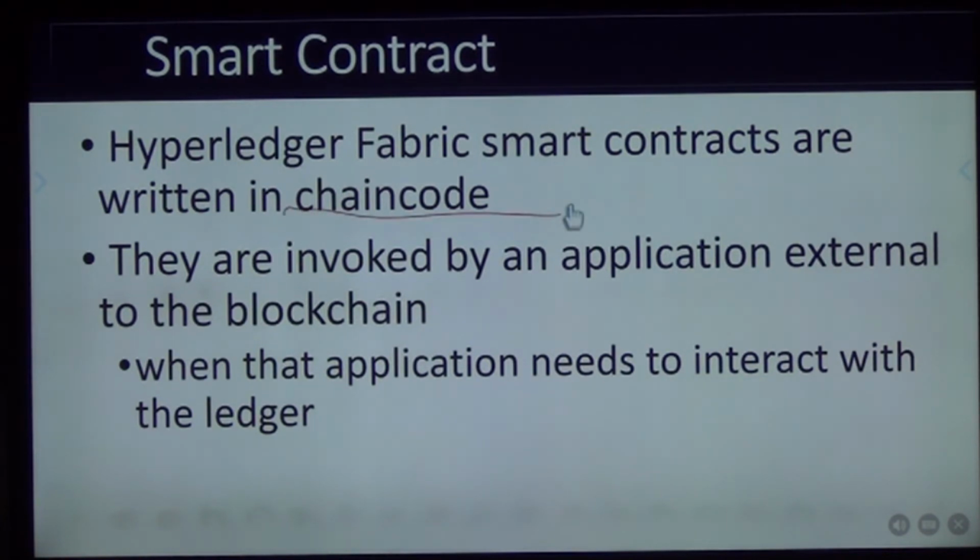ठीक है, एक fancy सा नाम use किया. The chain code is basically the piece of code that is written in one of these programming languages, and the chain code gets executed. So they are invoked by an application external to the blockchain. Okay, so like आपने register कराना है course, so you have an application running, and you say I want to register a course. So this application is not part of the blockchain.